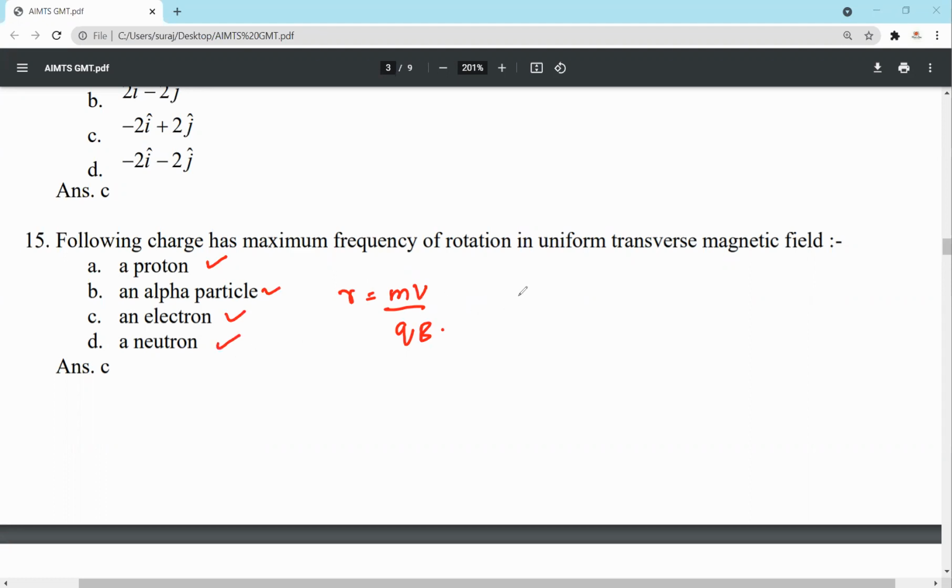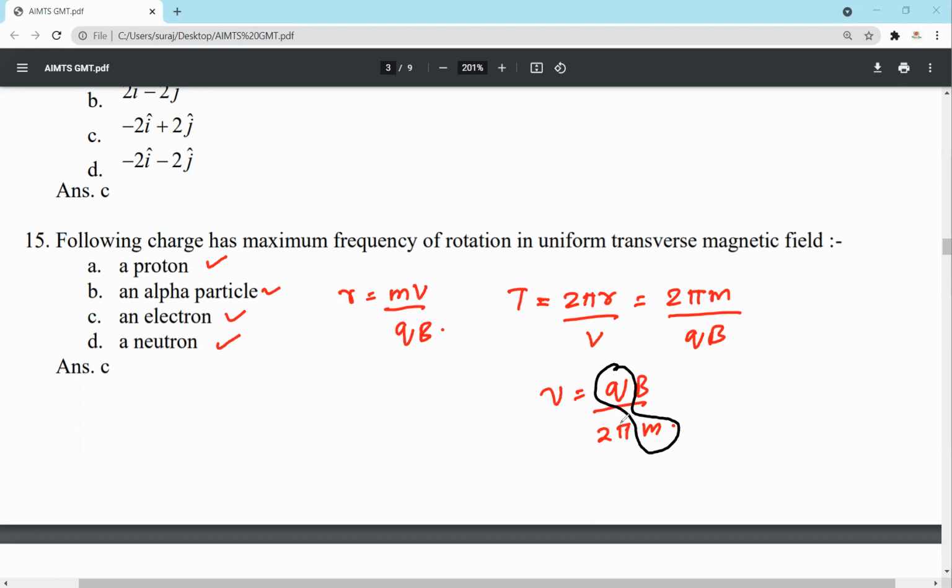Now, time period is 2 pi r by v. That means it becomes 2 pi r, where r is mv by qB. Cancelling, 2 pi m by qB. Frequency will become qB by 2 pi m. Now here, whosoever has the maximum q by m ratio, its frequency will be maximum.